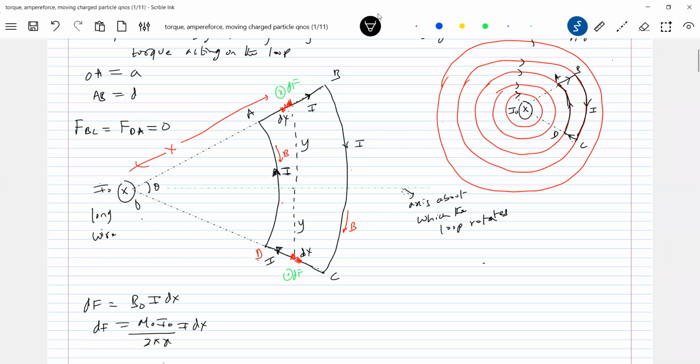So like that, the different elements here will experience different amounts of force. And look at the perpendicular distance also. It will be different here. So how to get that torque? Shall we do one thing? Calculate the total force acting on the segment AB.